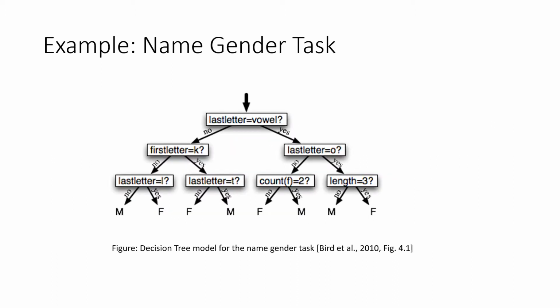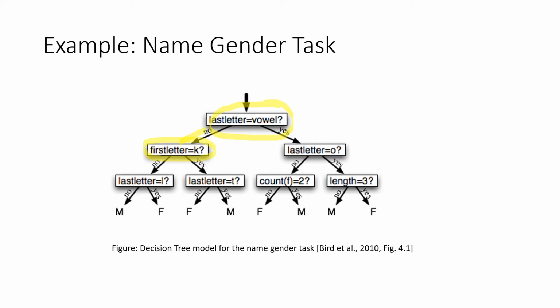In this figure, we have a decision tree model for the name-gender task. Note that tree diagrams are conventionally drawn upside down, with the root at the top and the leaves at the bottom. Let's check how our decision tree behaves for the name, for example, Kermit. So at the root node, we first check whether the last letter is a vowel. For Kermit it's T, it is not a vowel, so we branch accordingly.